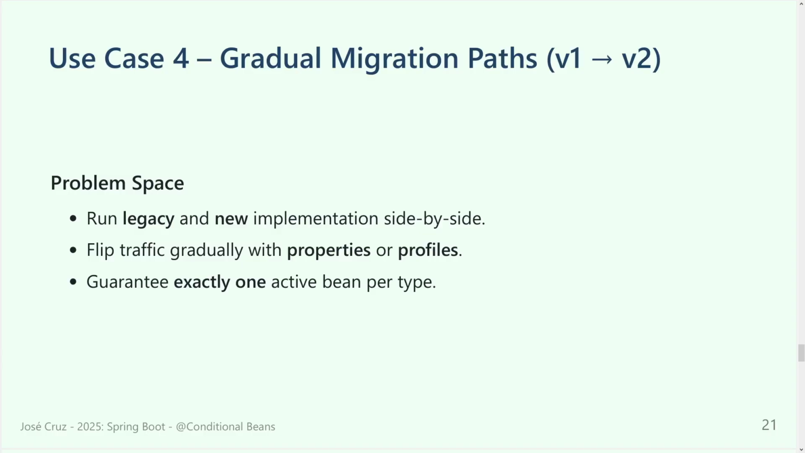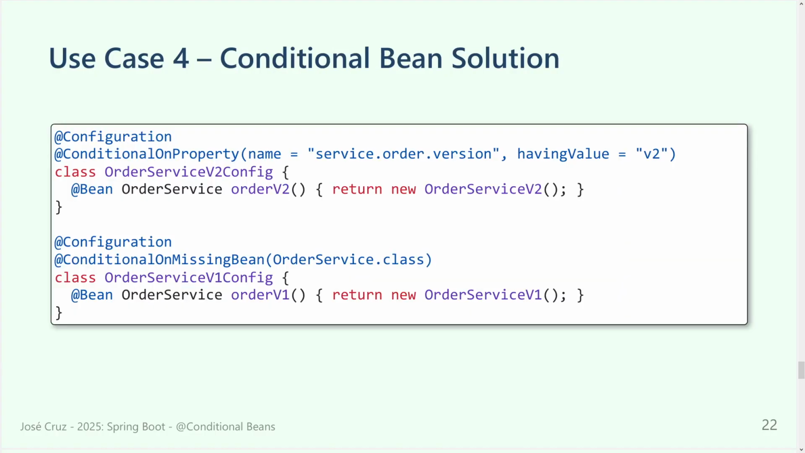You have an application, you have migrated version 1 to version 2, and you are doing big changes, structuring things, because you are in a legacy environment, and now you have a new implementation. And you want to flip traffic gradually with properties or profiles. I mean, you have a specific class, but you want to start to move to a different class. And you want to guarantee exactly one active bean. You don't want both beans to be there. You have the bean 1, and you are introducing the bean 2 at some point.